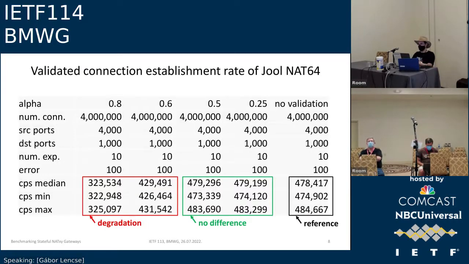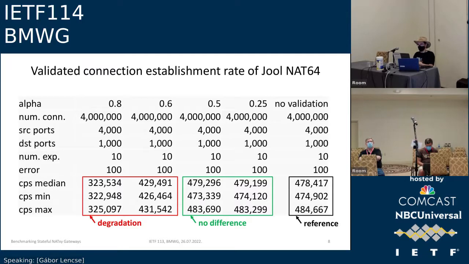On the rightmost column, we can see the results with no validation. So we have 4 million connections, and we measured the highest rate at which connections can be established. The reference result in the black rectangle is 478,000 connections per second with the dual NAT64 implementation. And then there are some results with different values for alpha: 0.8, 0.6, 0.5, and 0.25.